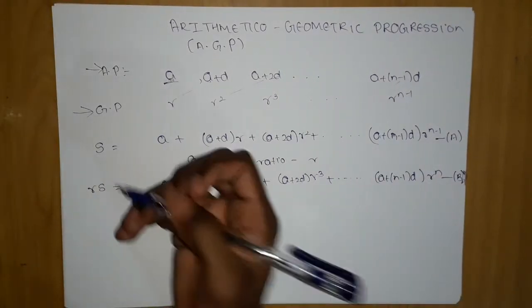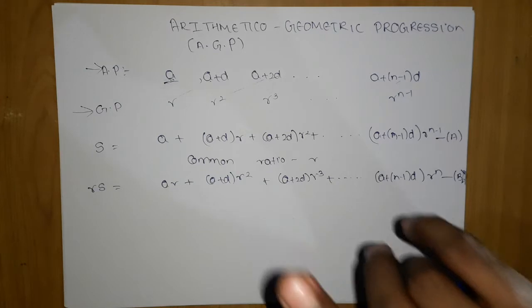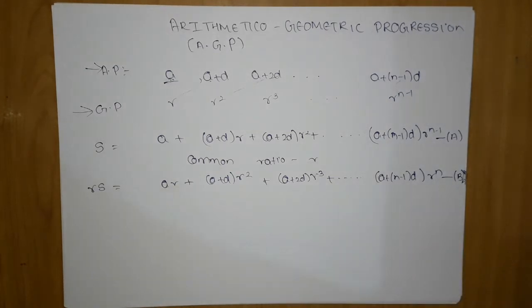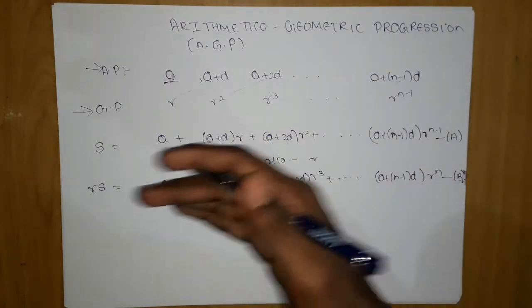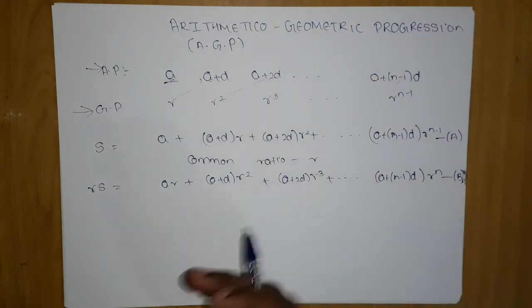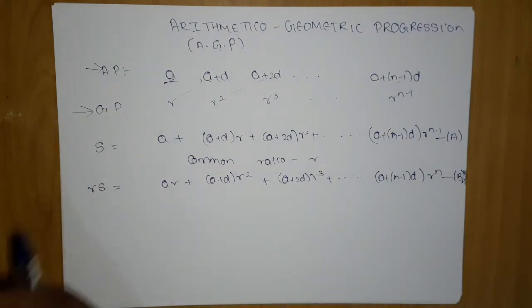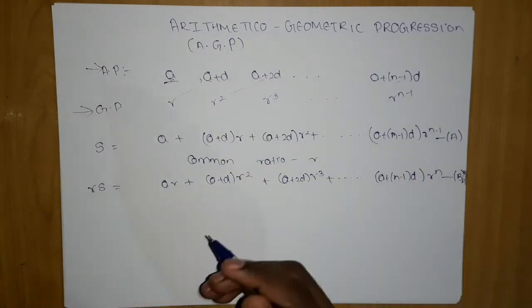What is the first step? Considering an AP. The second step is considering a GP. Remember, don't take A R square; take R, R square, R cube till R power n minus 1. Then multiply them, leaving the A term, and you will get this S. Then call it A. In the next step, multiply the S with the common ratio, which is R. Then you get B. Now subtract A minus B.